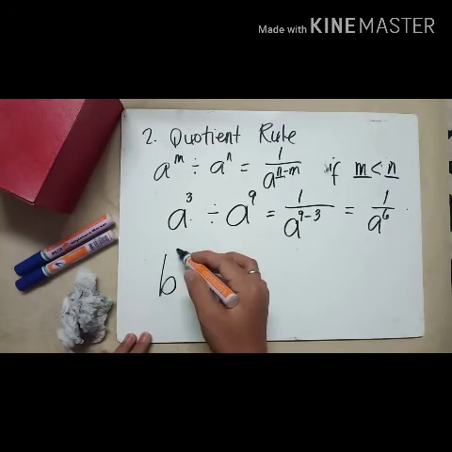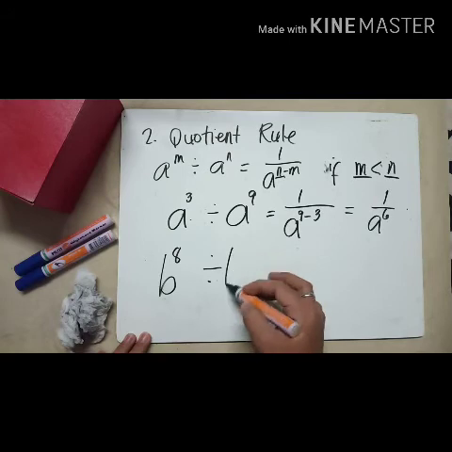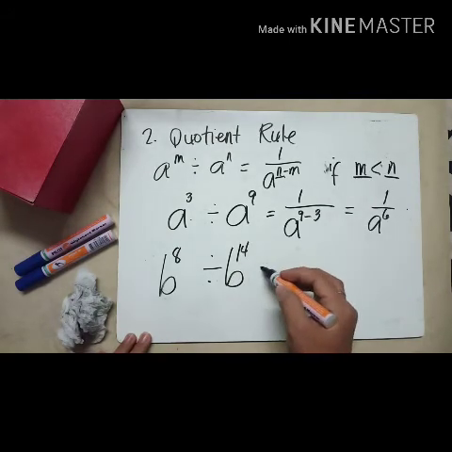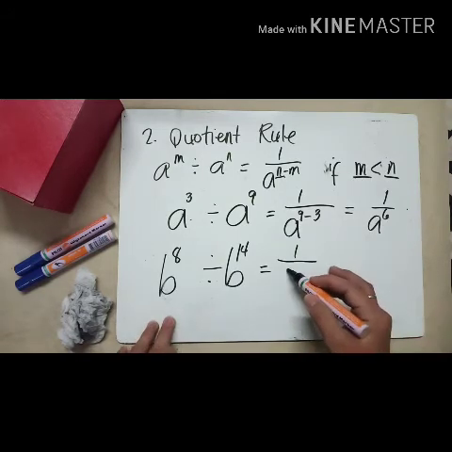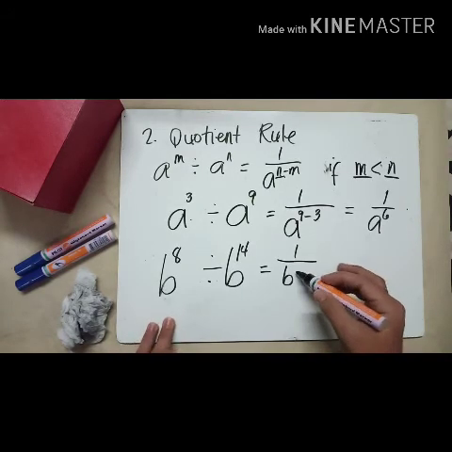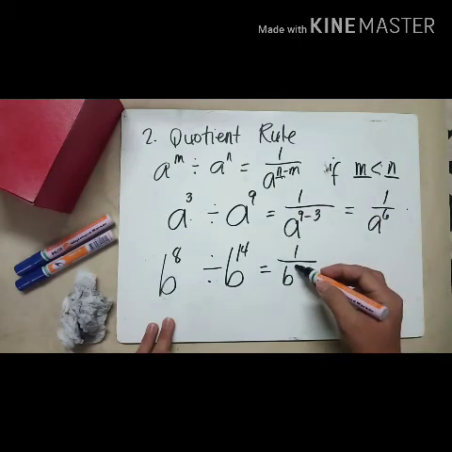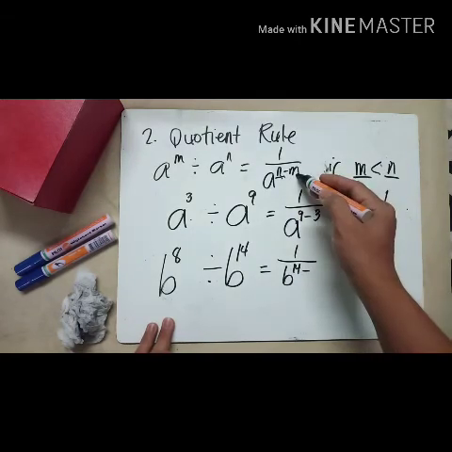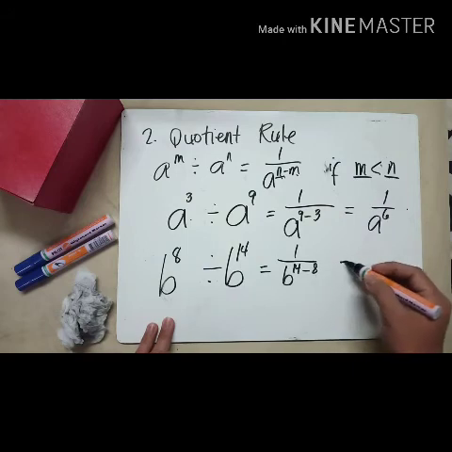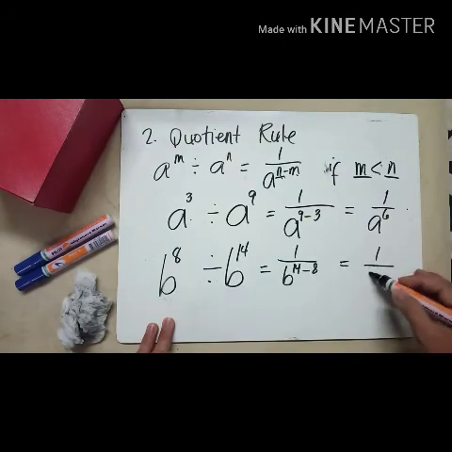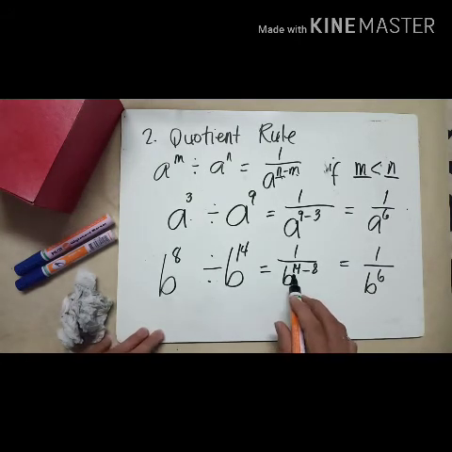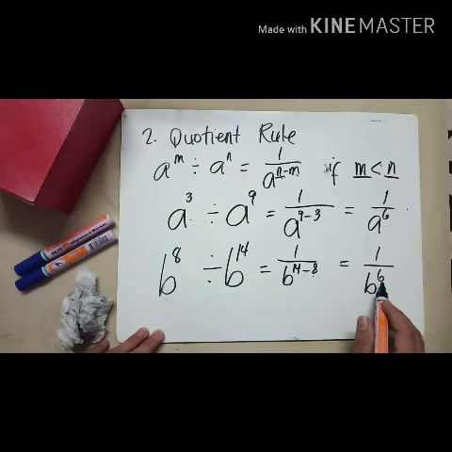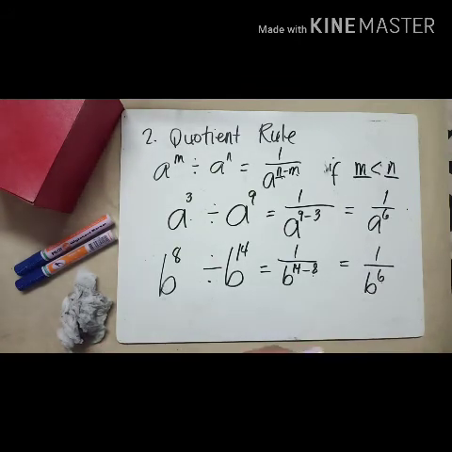Another: b raised to the power of 8 divided by b raised to the power of 14. So that will become 1 over b raised to the power of n, which is 14, minus m, which is 8. So that will become 1 over b raised to the power of 6. 14 minus 8, that is 6. So the answer is 1 over b raised to the power of 6.